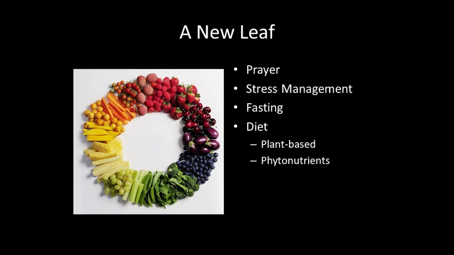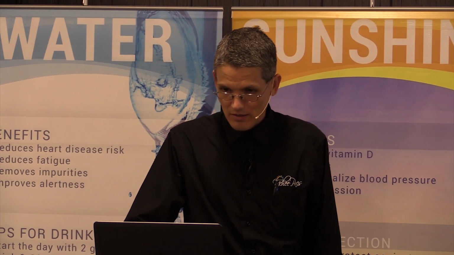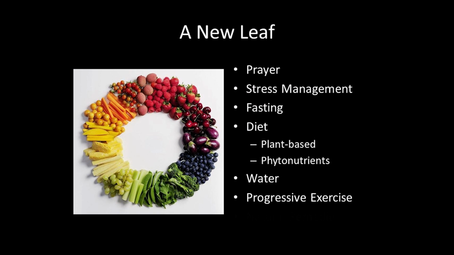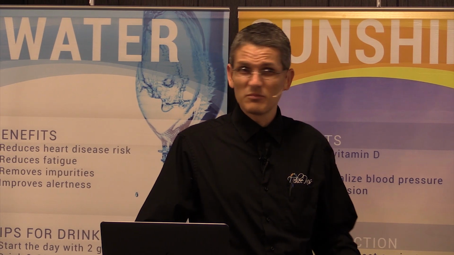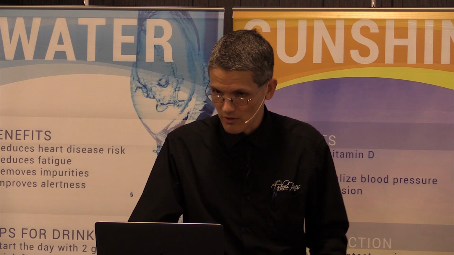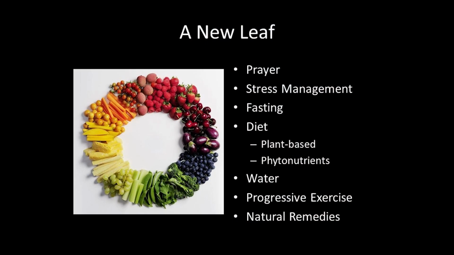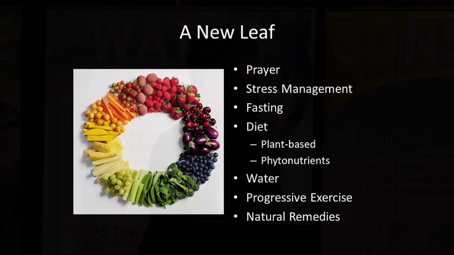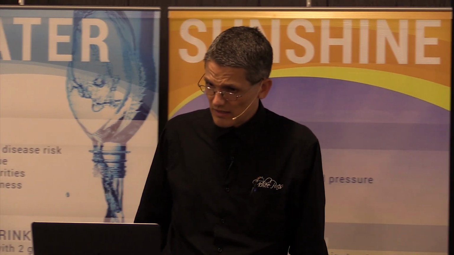So plant-based diet, lots of phytonutrients that are in there to help. Also, he recognized that he had to drink a lot more water than he was before. He was kind of chronically dehydrated. Got him involved in some progressive exercise. Remember, he was having difficulty walking, and so every day get him out on the campus and walk a little bit more, and walk a little bit more. And then using natural remedies, using some hydrotherapy treatments, some herbs that help with diabetes and insulin resistance and so on. And what happened?